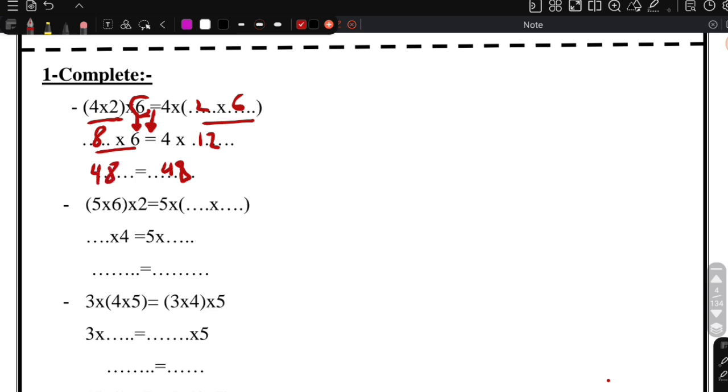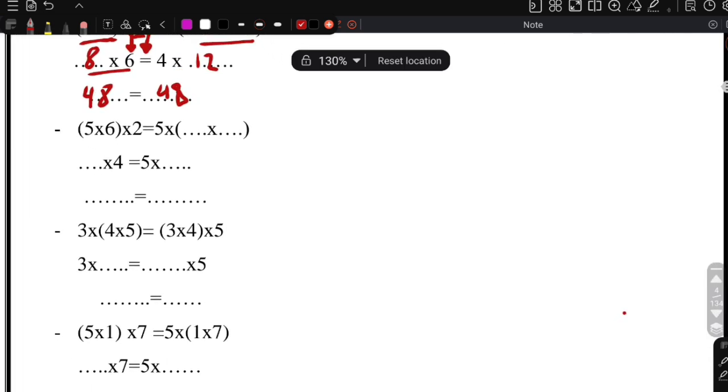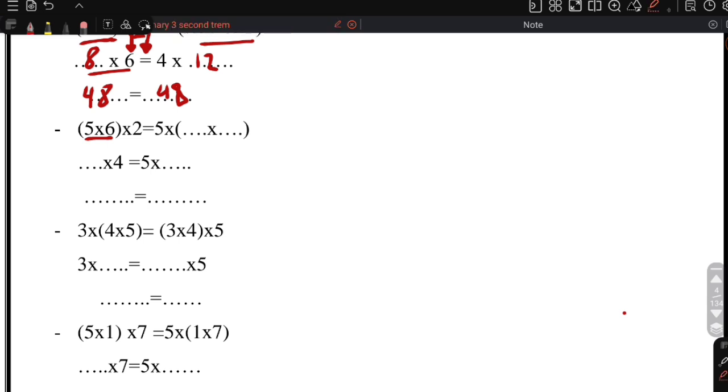So let's see the second one. 5 times 6 times 2 equals 5 times parentheses, 2 numbers left. So let's see the missing. I have here 5 and 5 here. What is missing? I have 6 missing and 2 missing. So let's put the missing numbers inside the parentheses.